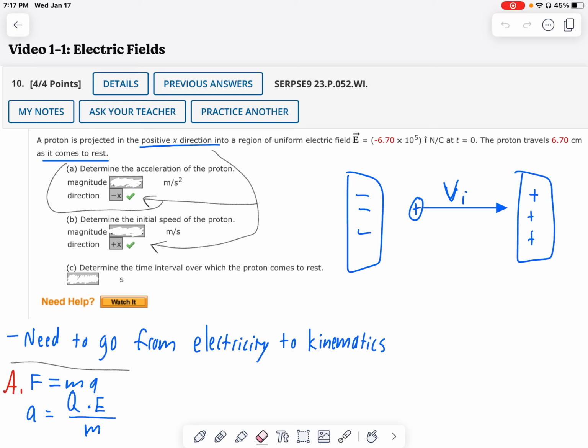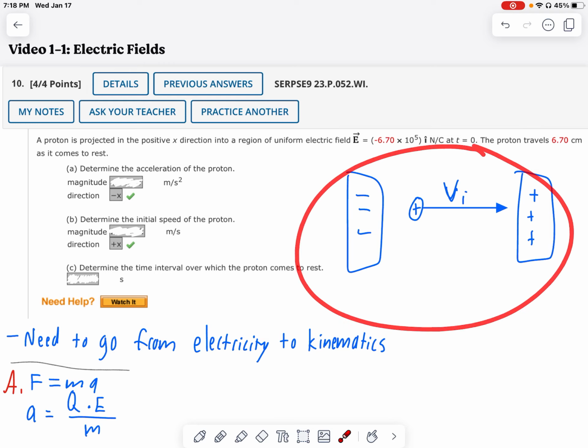Right off, I'm just going to erase a couple things on the screen here so I can read the problem and not confuse you with a ton of visual garbage. So here we go. A proton is projected in the positive x direction into a region of uniform electric field. Explain that later.